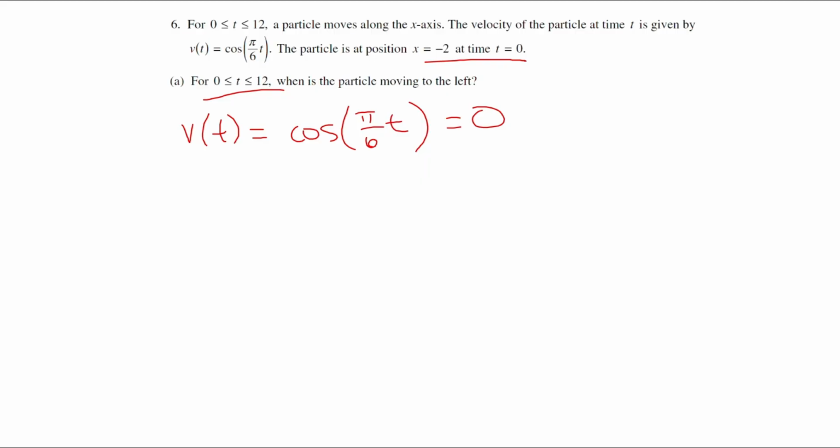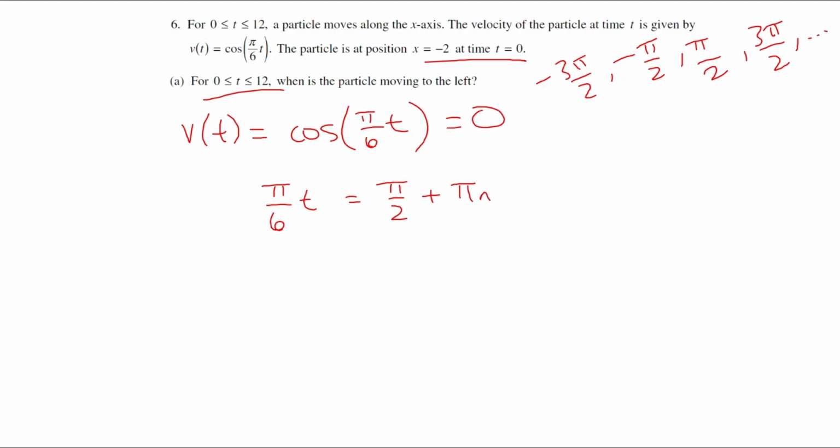Well, we know that cosine is equal to 0 at pi over 2 and 3 pi over 2 and 5 pi over 2 and negative pi over 2 and so on. Right? Whenever the angle, in our case the angle is pi over 6t, is equal to pi over 2 plus any pi n, right? Because that satisfies negative 3 pi over 2 when n is -2, or negative pi over 2 when n is -1, or pi over 2 when n is 0, and so on, right? 3 pi over 2 when n is 1, and everything along all of those solutions to this equation.